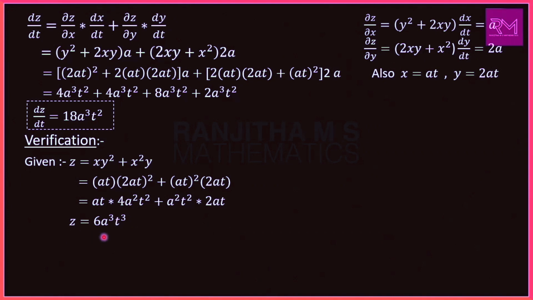We get the value of z as 6a cube t cube, but we have to verify dz by dt. For that we differentiate this z term with respect to t. We get dz by dt as 6a cube, constant, into the derivative of t cube with respect to t, which is 3t square. Hence we get 6 into 3 is 18a cube t square. This is the value of dz by dt. Hence the total derivative value is dz by dt equal to 18a cube t square. Also verifying the value directly, we get dz by dt equal to 18a cube t square. Both are the same. This completes the problem.